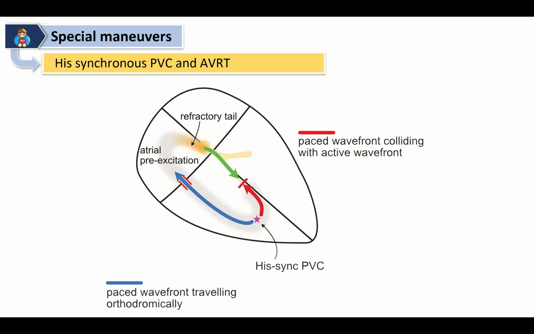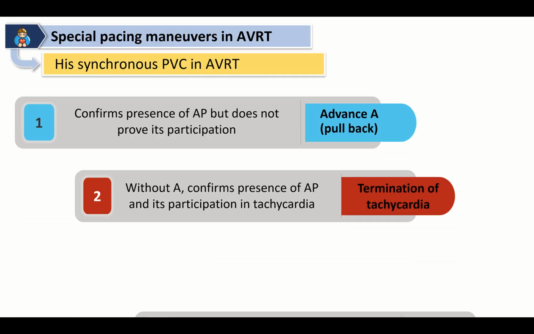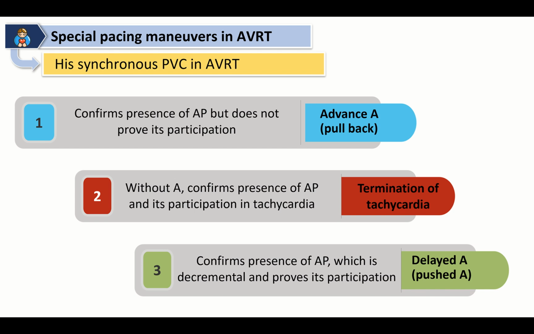So let's give His synchronous VPC in a case of AVRT. I will give it at the time of His refractoriness. So the impulse will go retrograde and find the His blocked in refractoriness. So there is only one open pathway. It is the accessory pathway, and it reaches the atrium and leads to atrial pre-excitation, confirming the presence of an accessory pathway. Let's assess the response to His synchronous VPC in AVRT.